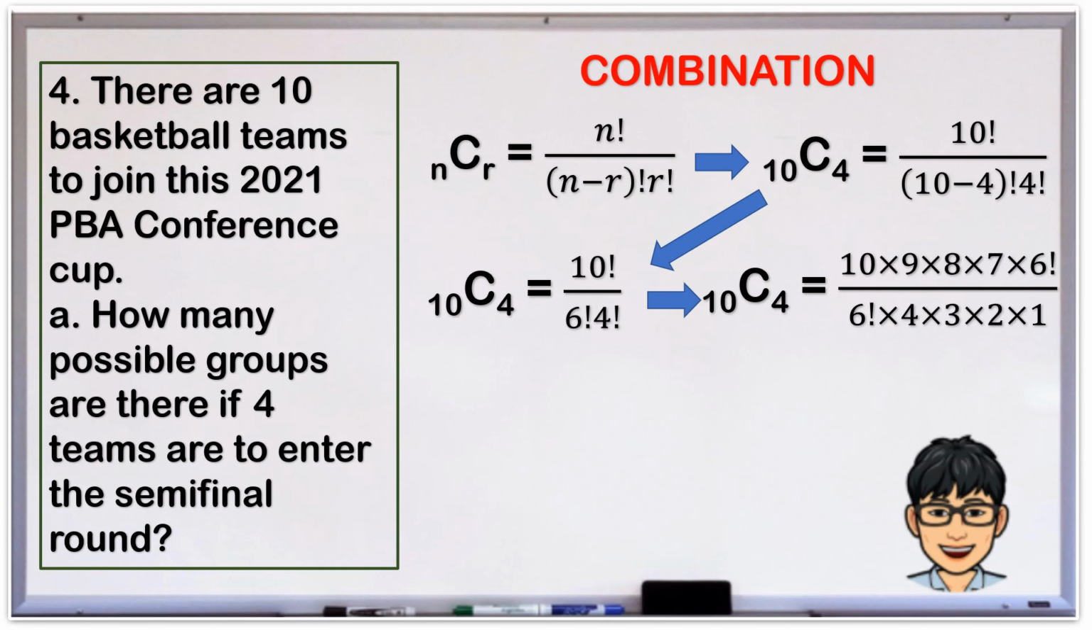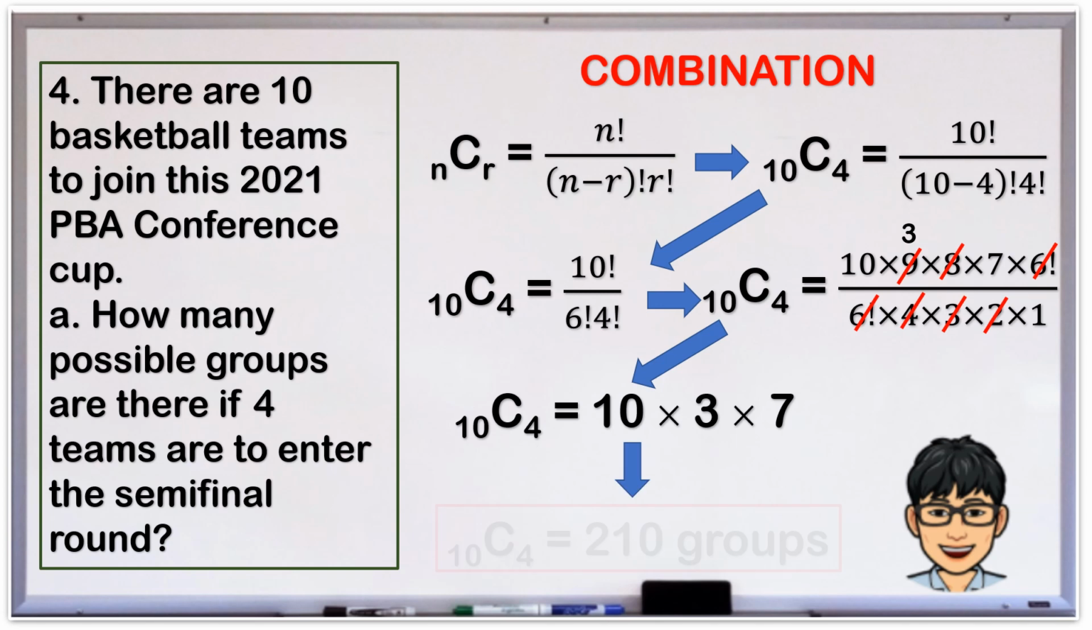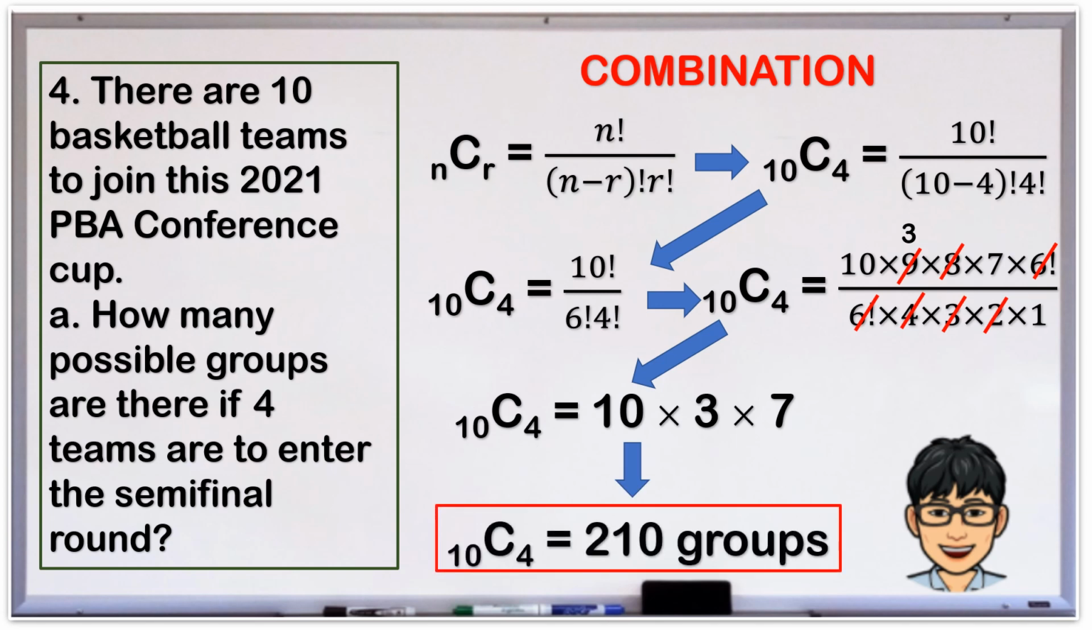Now, we can now divide 6 factorial by 6 factorial. Also, we can divide 8 by 4 times 2. Likewise, we can divide 9 by 3 and that is equal to 3. The next thing to do is find the product of the remaining numbers. Those are 10 times 3 times 7. And that is equal to 210. Therefore, there are 210 possible groups.